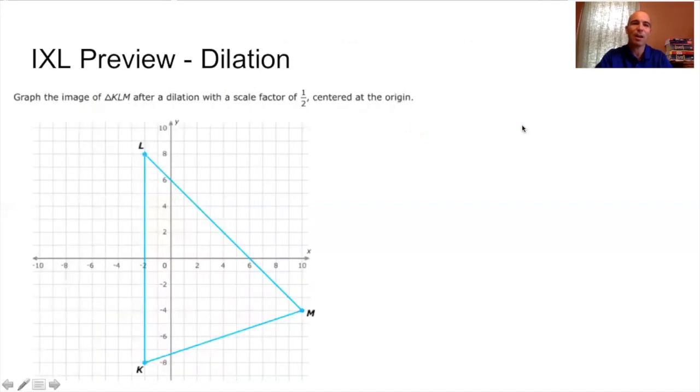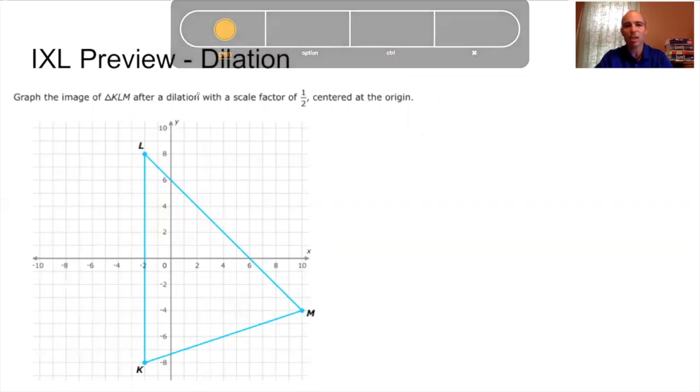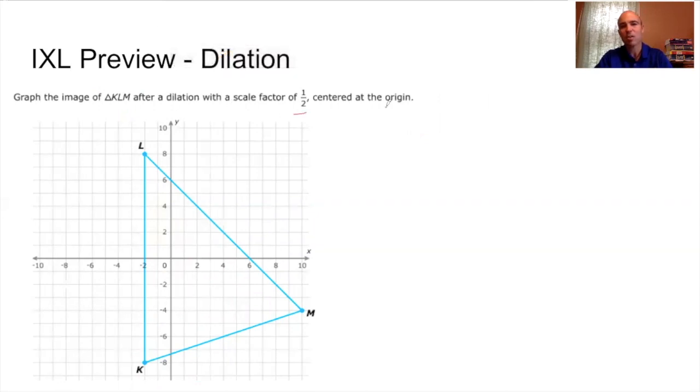Okay, now here, dilation, an example in your IXL: graph the image after a dilation of scale factor 1/2 centered at the origin. Okay, so this is fantastic, centered at the origin, as most problems will be, right? So if it's 1/2, now just to be clear, right, this has point -4, 10. All you are going to do is divide by 2, or actually maybe I should say multiply by 1/2. Same thing, right?